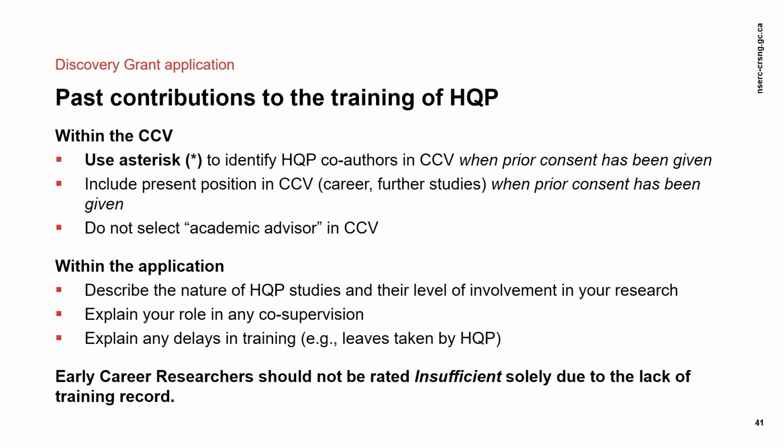Use the asterisk to identify HQP as co-authors in your CCV when prior consent has been given. Include the present position of HQP in the CCV when prior consent has been given. Do not select academic advisor as the role in the CCV. You should only have HQP listed that you have formally supervised or co-supervised. The academic advisor option in the CCV is unclear to evaluators.